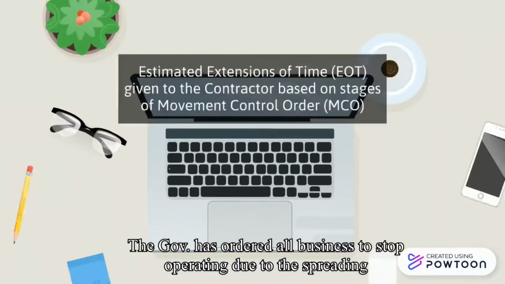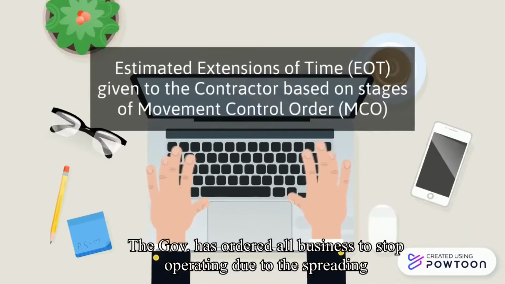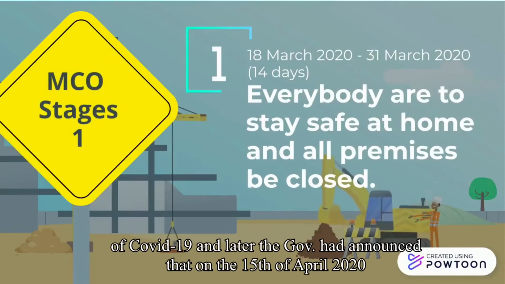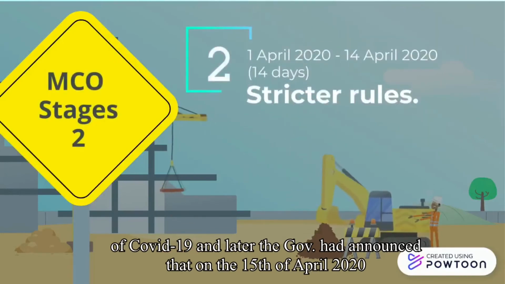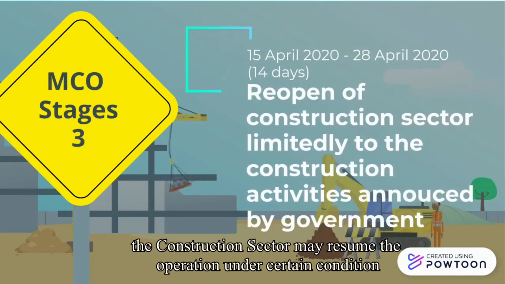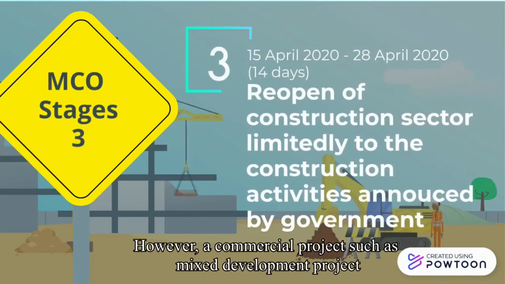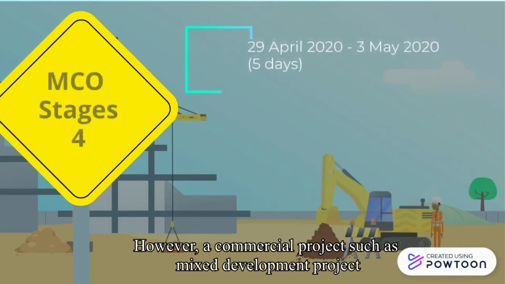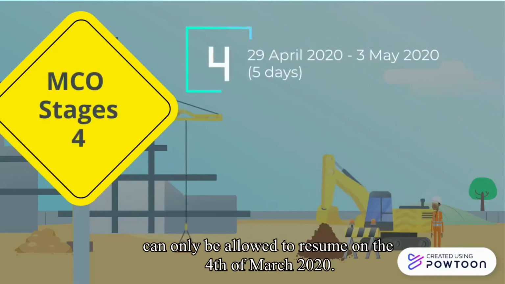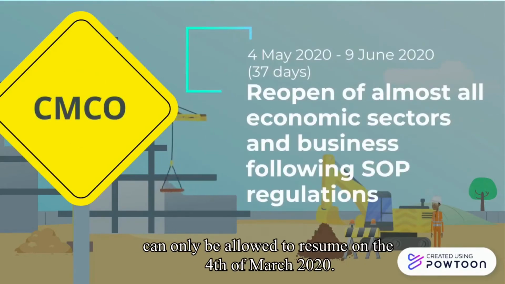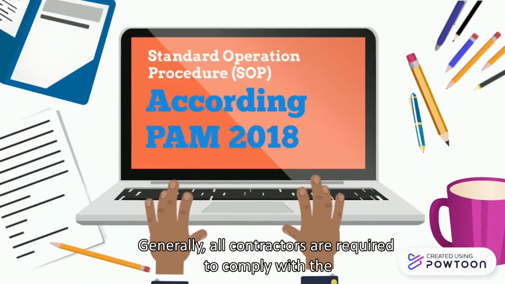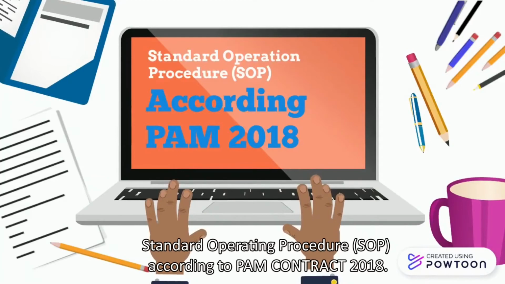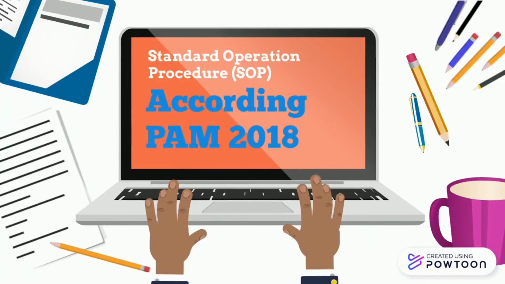The government ordered all businesses to stop operating due to the spreading of COVID-19, and later the government announced that on the 15th of April 2020, the construction sector may resume operation under certain conditions. However, a commercial project such as a mixed development project can only be allowed to resume on the 4th of May 2020. Generally, all contractors are required to comply with the standard operating procedure according to PAM Contract 2018.